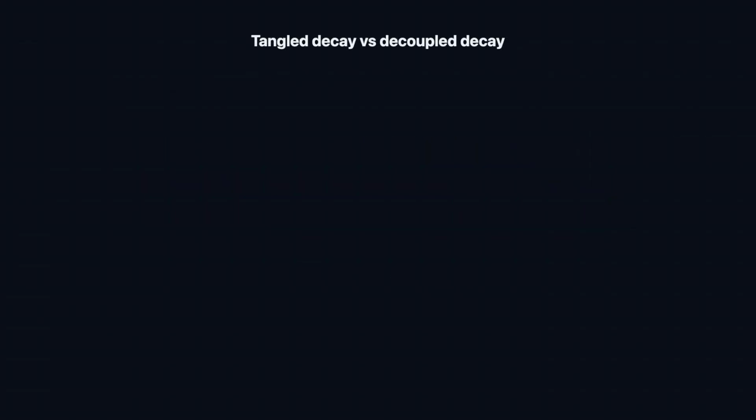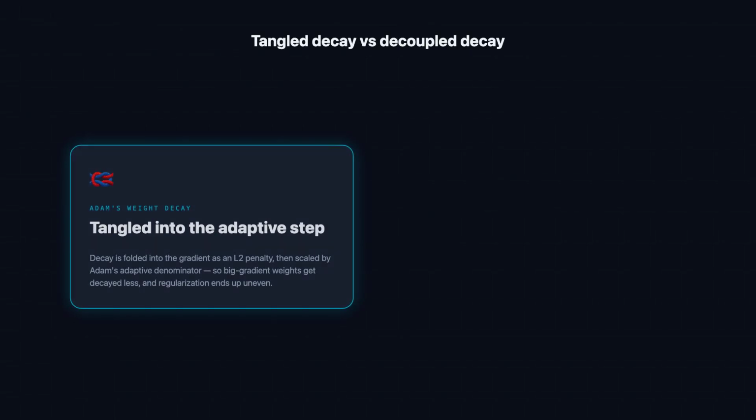First, let's see the exact flaw that AdamW was built to correct. The original Adam folded weight decay right into the gradient as an L2 penalty. That sounds harmless, but then Adam's adaptive machinery scaled it along with everything else. Weights with large gradients got divided down so they were decayed less, and the regularization you asked for got tangled up with each parameter's own learning rate. The pull ended up uneven and weaker than you intended.